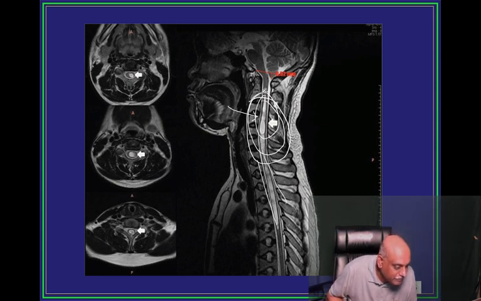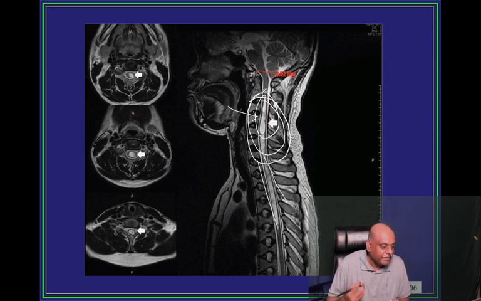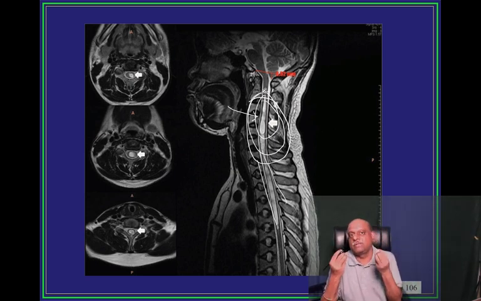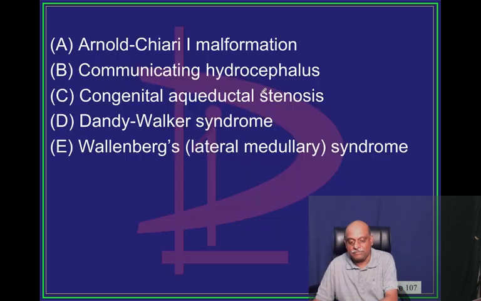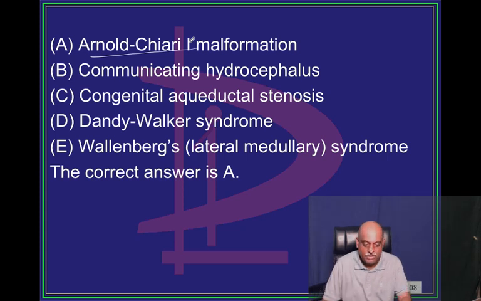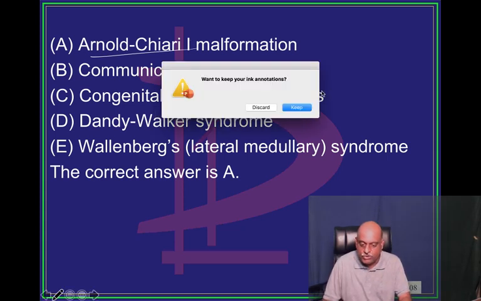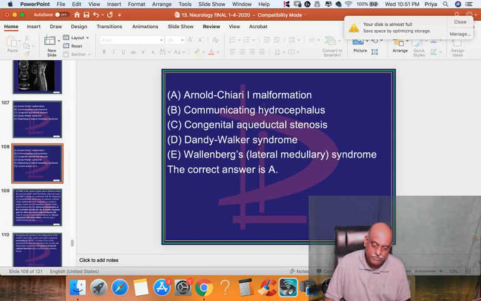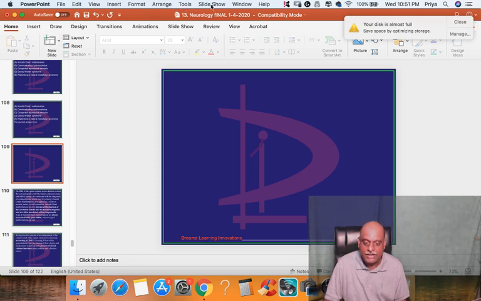Now, that is the presence of syringomyelia. So where do you get that? We get it in Arnold-Chiari 1 malformation. Now, doctor, once more, I like to talk a bit about syringomyelia and what happens in syringomyelia.